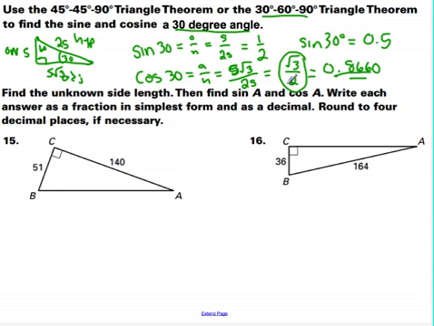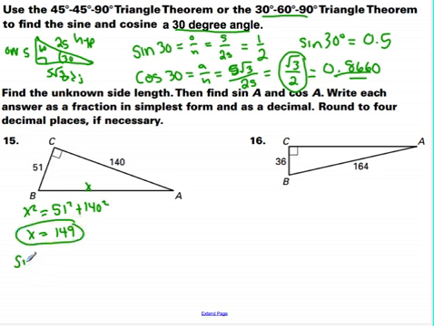It says find the unknown side length, then find the sine of A and the cosine of A. Write each answer as a fraction in simplest form and as a decimal, round to 4 decimal places if necessary. So the idea here is that we'll need to find the side here. We'll just call this x. Because it's a right triangle, we can use the Pythagorean theorem. This is our hypotenuse, so x squared equals 51 squared plus 140 squared. Putting that in my calculator and taking the square root, I'll get x to be exactly 149. So that's finding x.